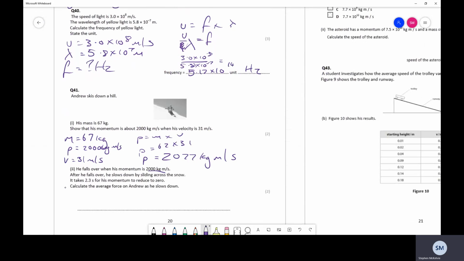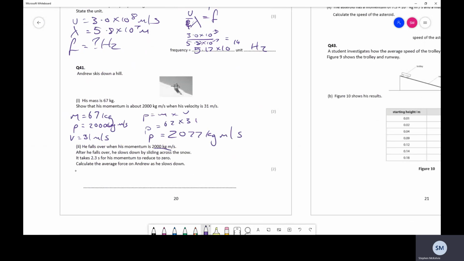Now for this, we're going to have to use a little used equation. Let's gather up my momentum. Momentum before is equal to 2,000 kilogram meters per second. An object that isn't moving has 0 kilogram meters per second. The time taken for that change in momentum is 2.3 seconds. We're asked to find the force in newtons.